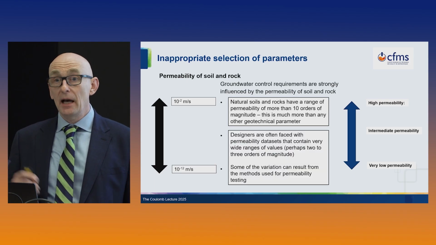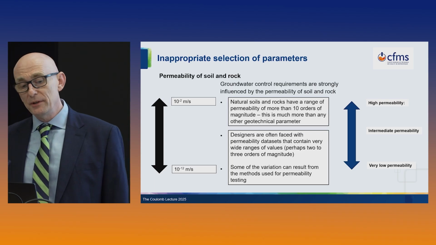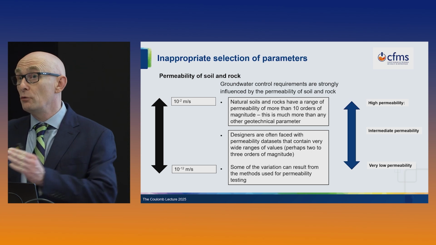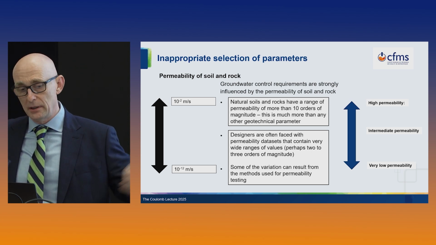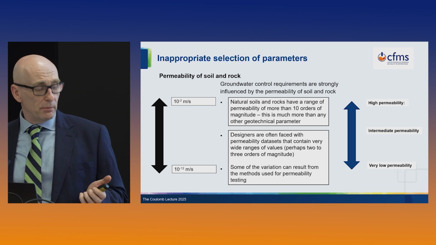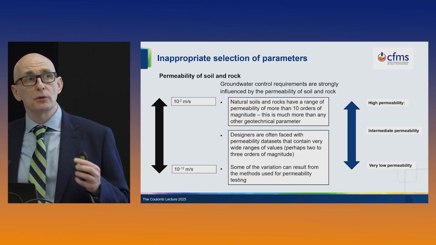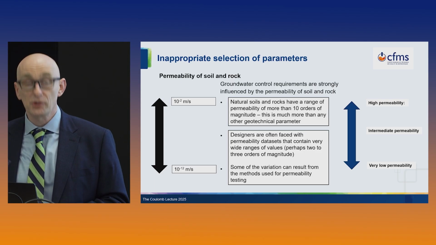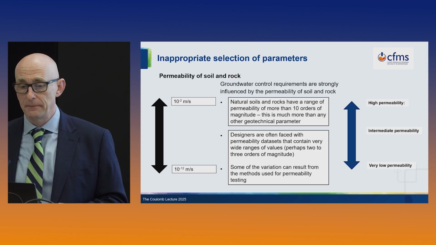And that means that designers are often faced with permeability data sets that contain a very wide range of values, perhaps 2 to 3 orders of magnitude. And that's after you've removed some of the outlying values that you just don't believe. Some of this variation results from the natural variation in the soils themselves. It also can relate to variations in the way that we measure permeability.